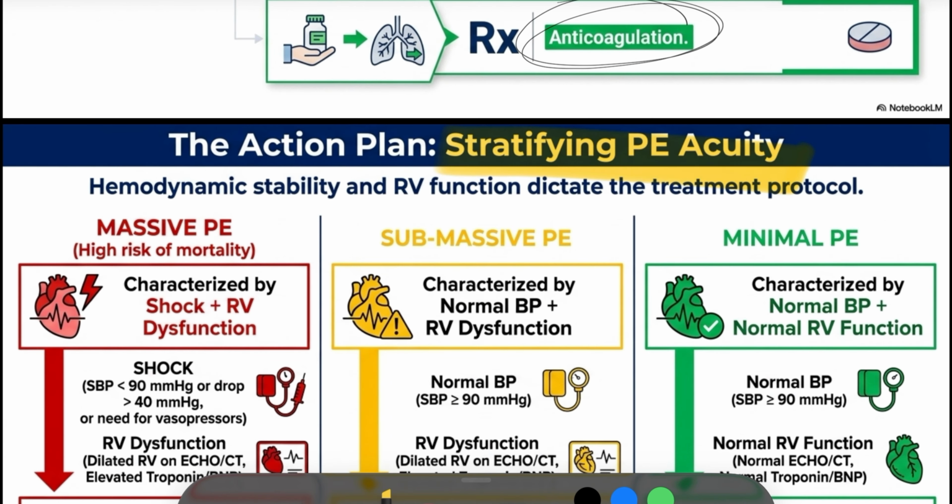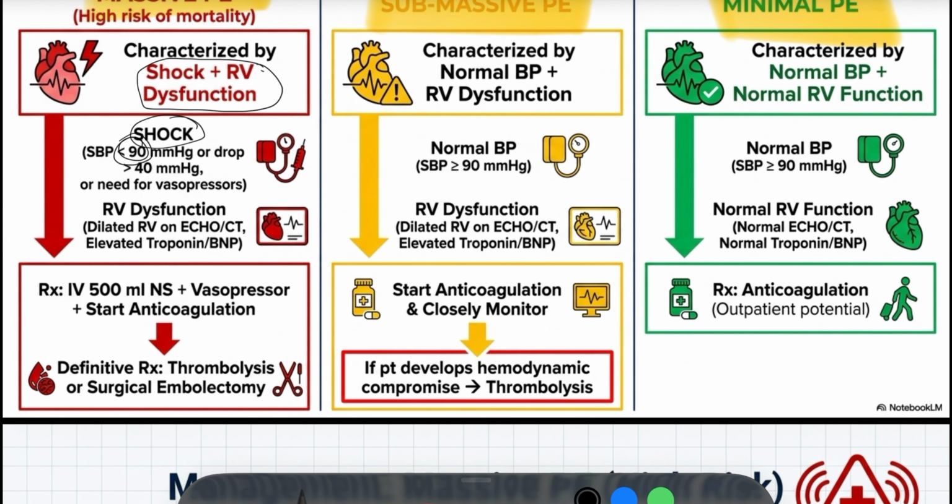In massive, it is characterized by shock and right ventricular dysfunction. When you say it is a shock, systolic is less than 90, or there will be a drop of more than 40 mmHg, or need for vasopressors. Right ventricular dysfunction means dilated right ventricle on echo or CT, elevated troponin and BNP. In this condition, we say it's right ventricular dysfunction.